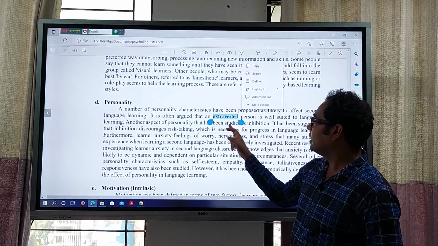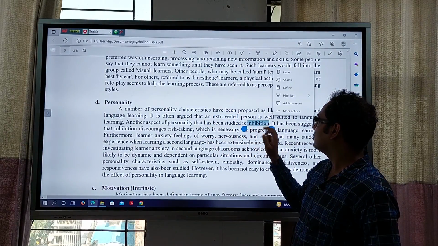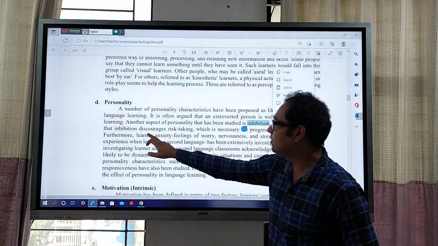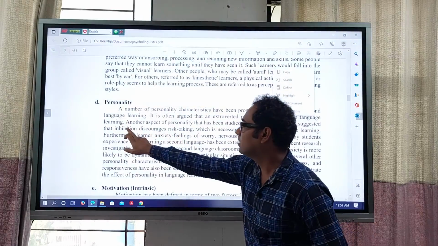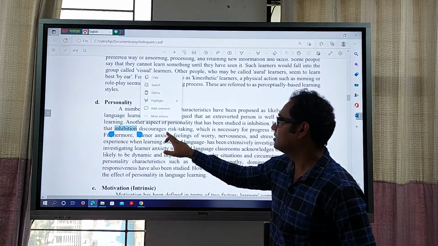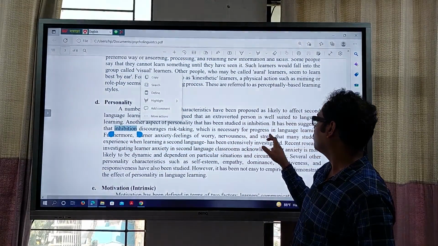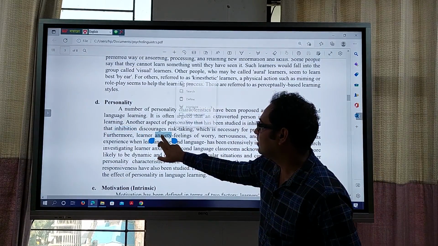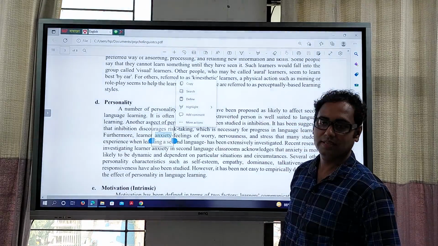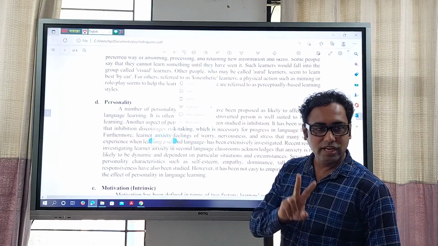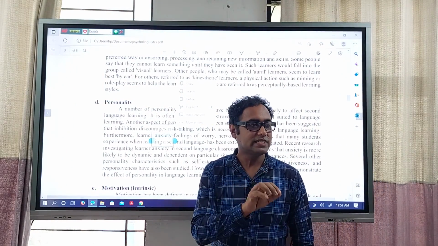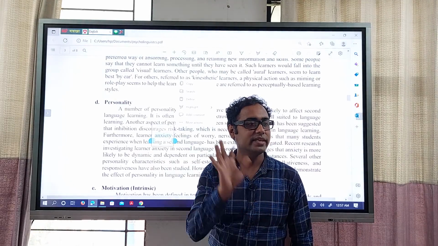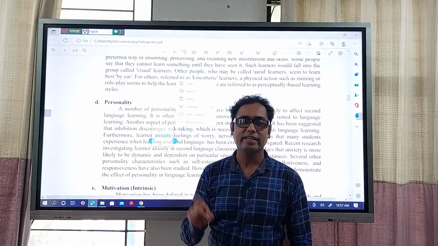Another aspect of personality has been studied, inhibition. It has been suggested that inhibition discourages risk taking. Inhibition discourages risk taking, which is necessary for progress in language learning. And learner anxiety, another thing. There are two types of anxiety: facilitating anxiety, debilitating anxiety. So, what is facilitating anxiety?